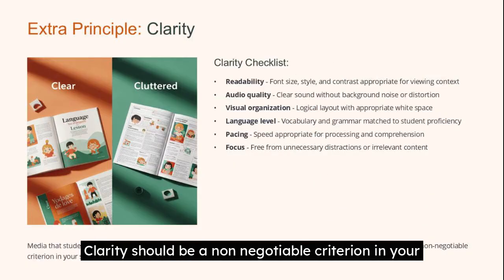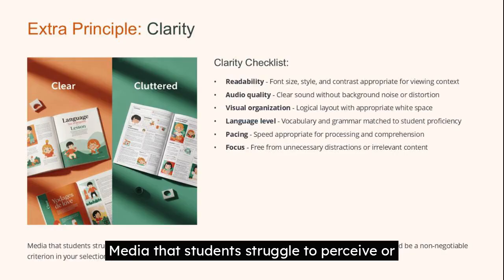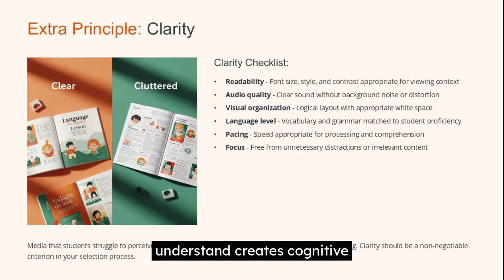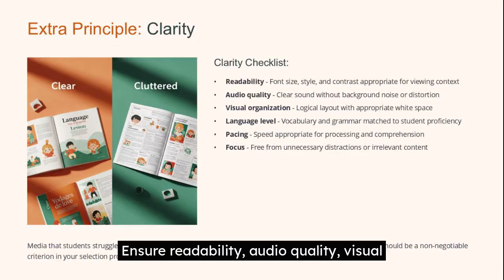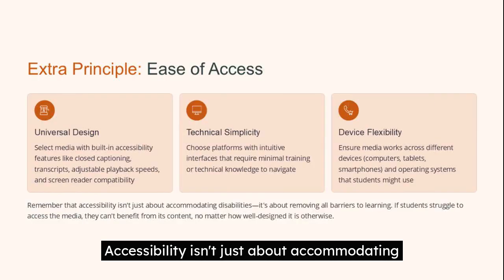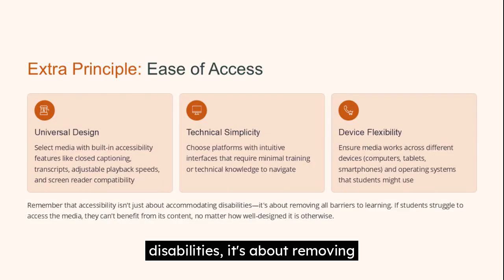Clarity should be a non-negotiable criterion in your media selection process. Media that students struggle to perceive or understand creates cognitive overload and impedes learning. Ensure readability, audio quality, visual organization, language level, and focus. Accessibility isn't just about accommodating disabilities, it's about removing all barriers to learning.